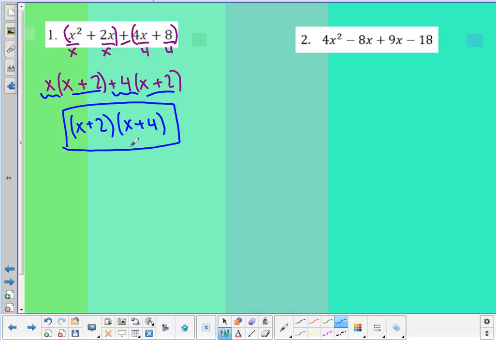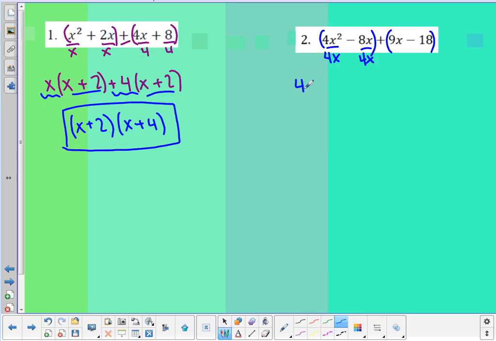So let's take a look at number 2. 4x squared minus 8x plus 9x minus 18. Again, we see like terms and our brain wants to put our like terms together, but I already have these separated into 4 terms, which makes grouping really easy. So I am going to group the first 2 and group the last 2. From the first 2, look for the GCF. 4x squared minus 8x, I can take out a 4x.